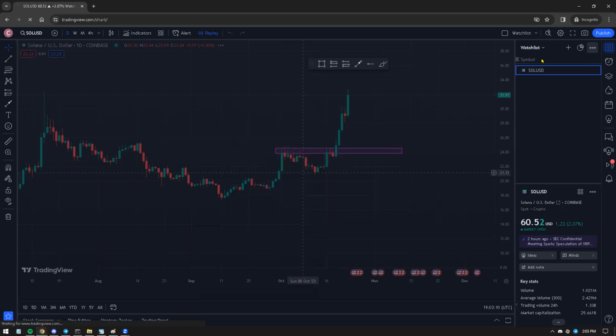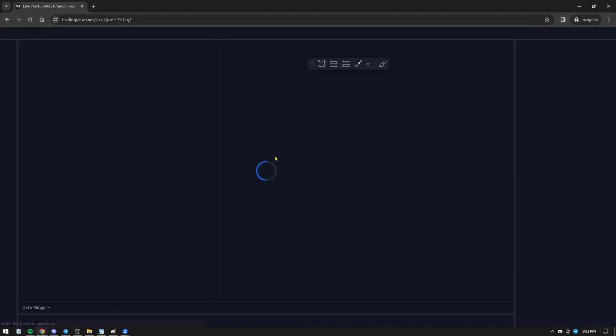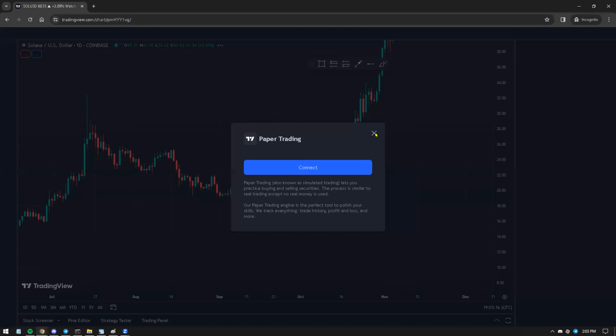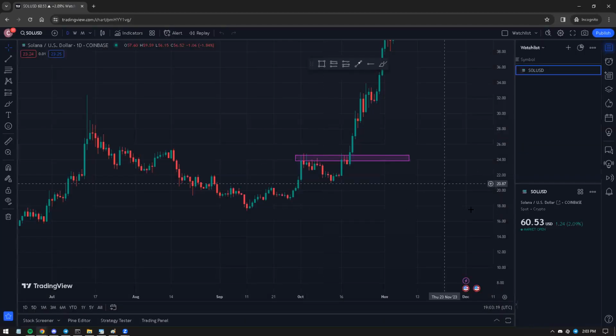Cool. And just save that. All right. Reset. Looks like I lost it for a second. Nope, we don't need a paper trading account yet.